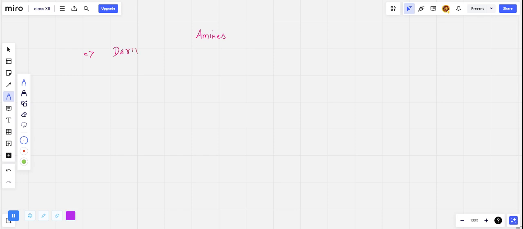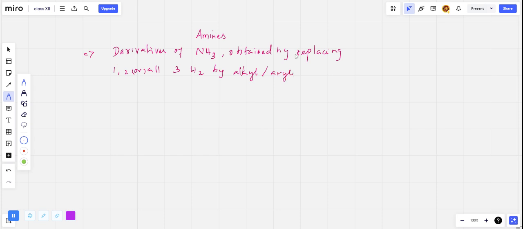So this is a derivative of ammonia, obtained by replacing one, two, or all three hydrogen atoms by alkyl or aryl groups. So it is a derivative of ammonia obtained by replacing one, two, or all three hydrogen atoms by alkyl or aryl groups.